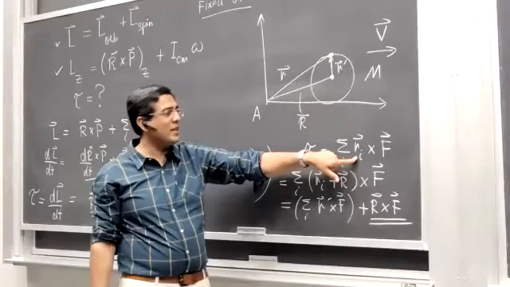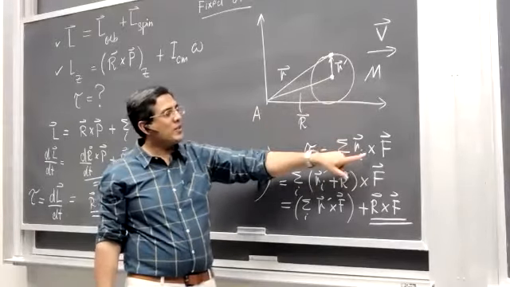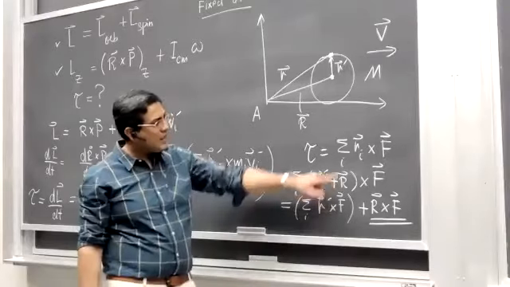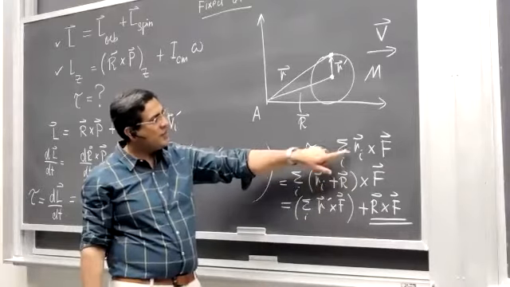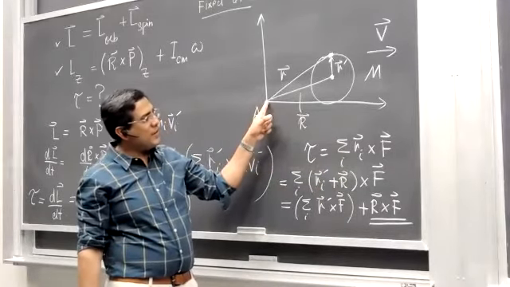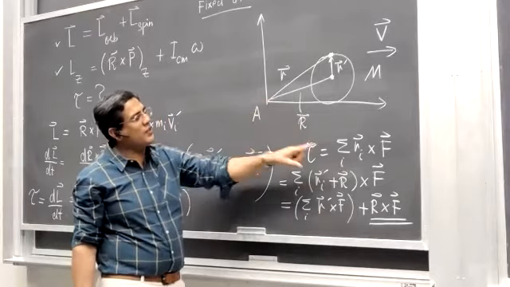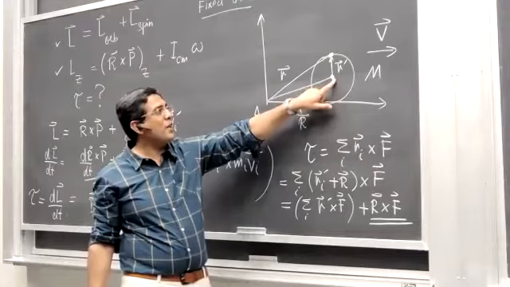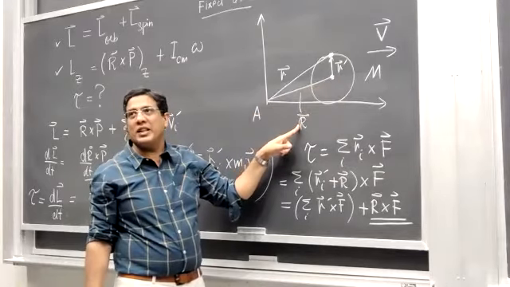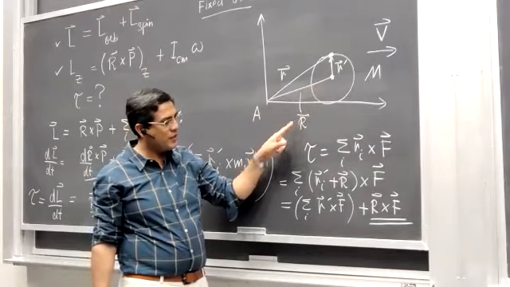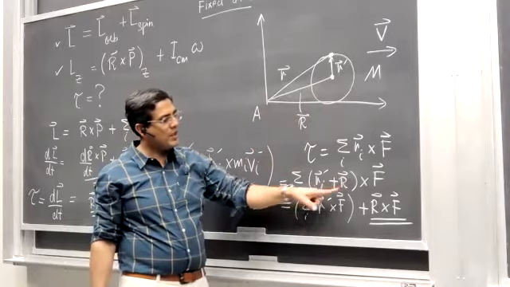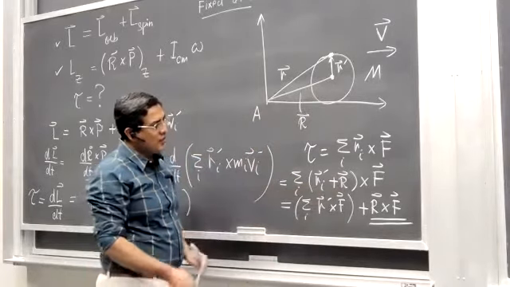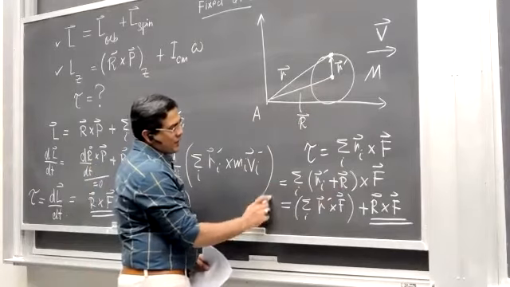Sum over the position vectors of all the particles or masses in this object, cross product with force. And then I've changed the coordinates of r from this. I mean, I have not changed any coordinates. I've just written ri, the vector ri, in terms of r prime and the center of mass coordinate. So that becomes ri prime plus r. And if I simplify this, I get this expression for the torque.